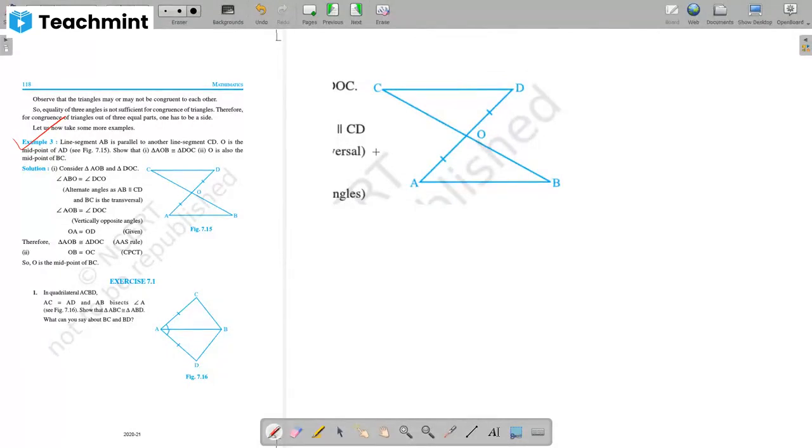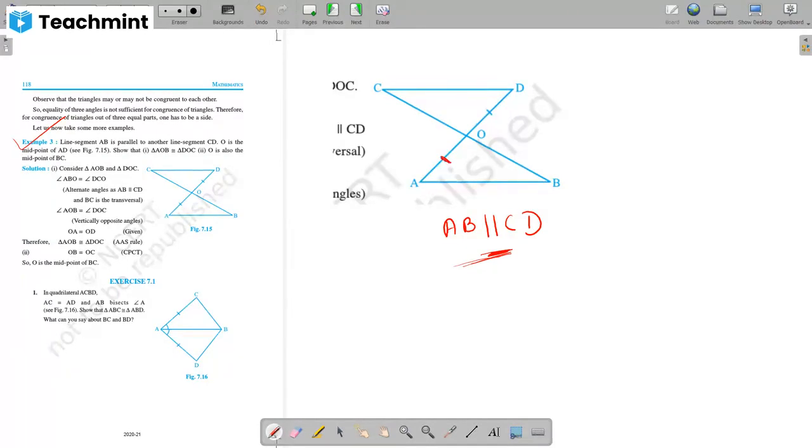So in this question we are given that line segment AB is parallel to line segment CD. Whenever you write AB parallel to CD, it should click in your mind that we can use all the properties of parallel lines. We are going to use the properties of parallel lines to solve this question. Now next, O is the midpoint of AD.